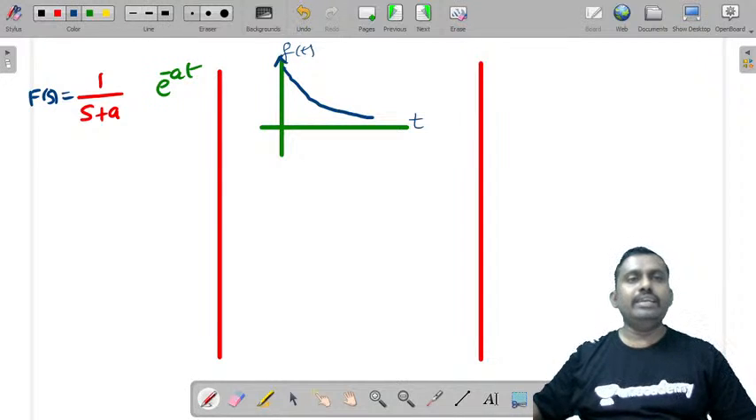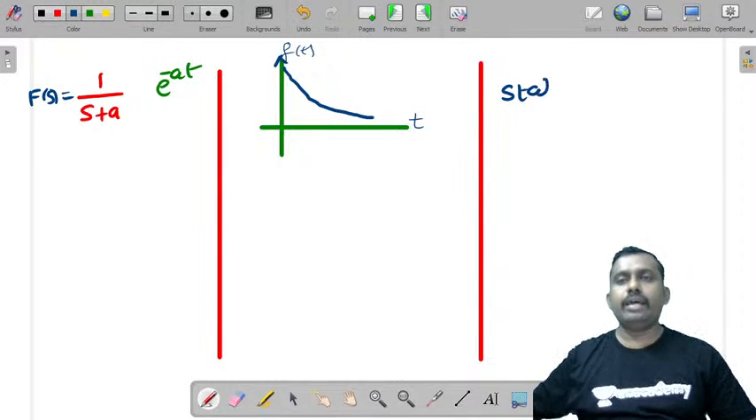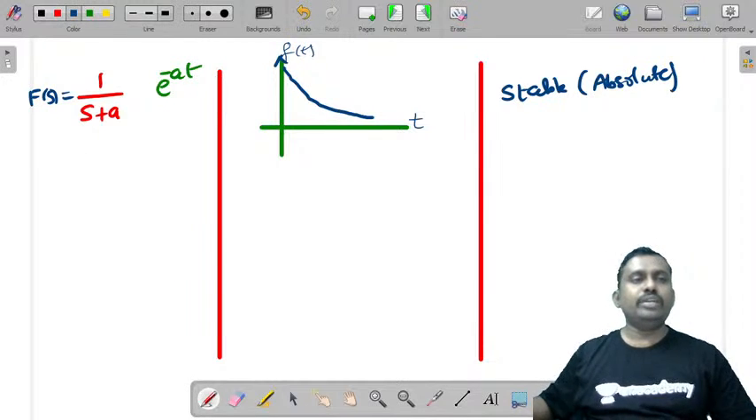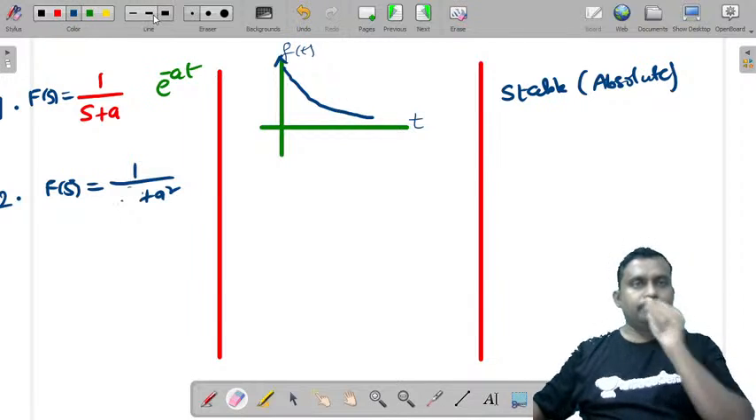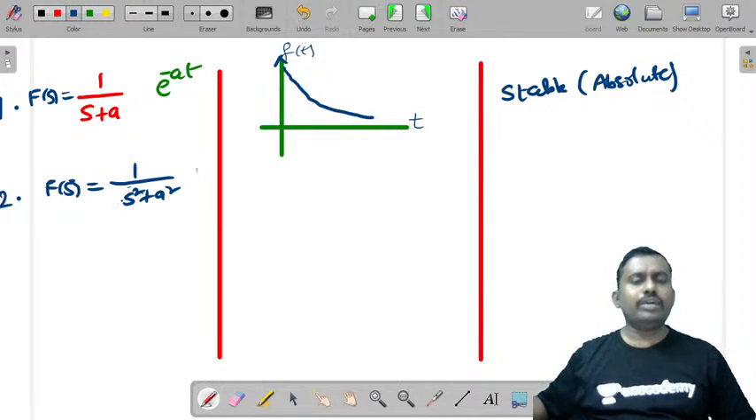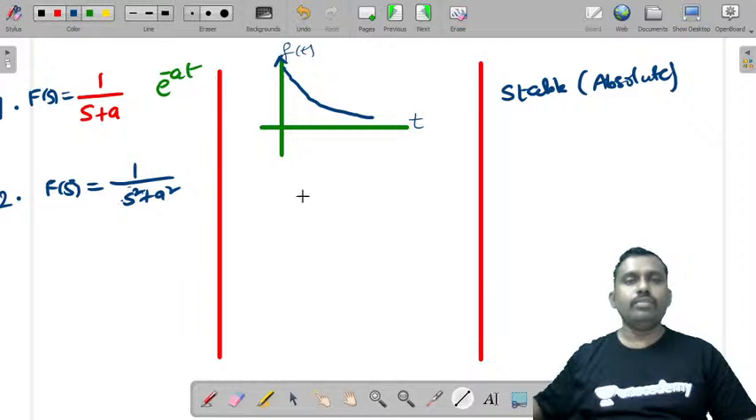Now this will be a stable system, absolutely stable. If we consider the other one, f of s is equal to 1 by s square plus a square. Now write the Laplace inverse of this. What is the Laplace inverse of this, or the time domain function?